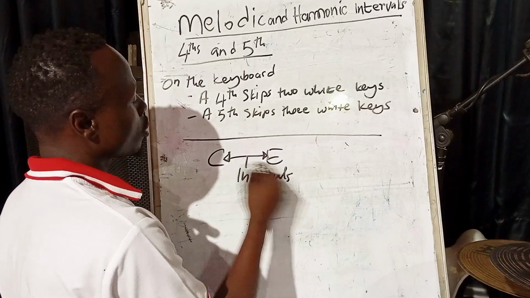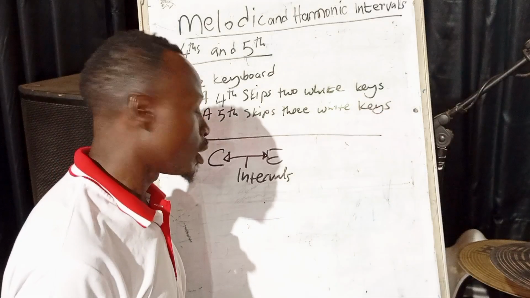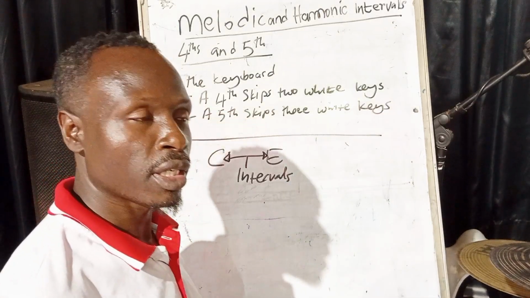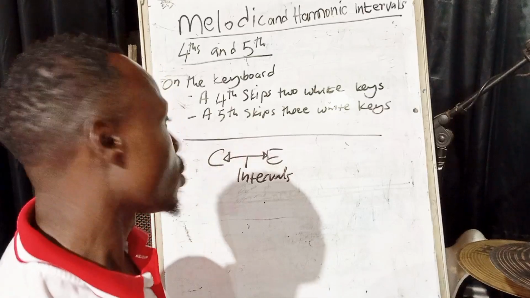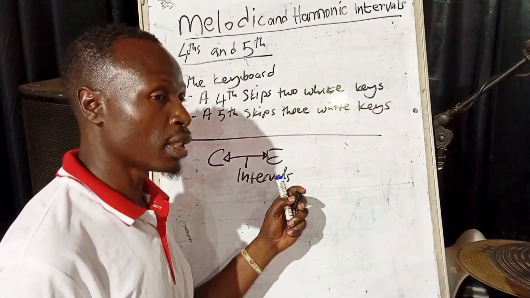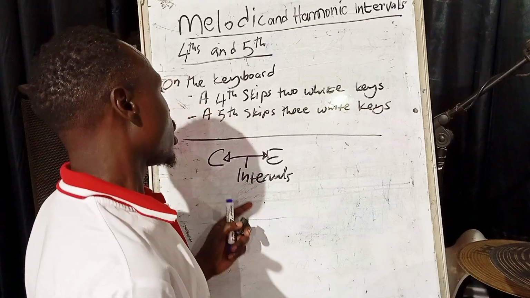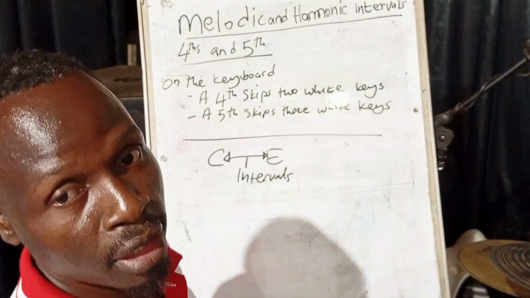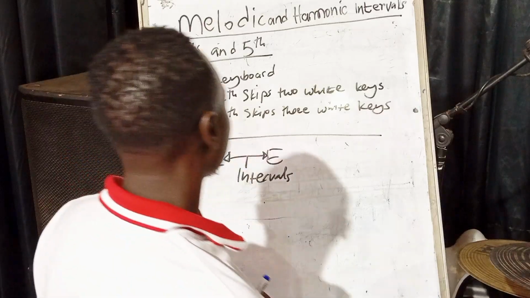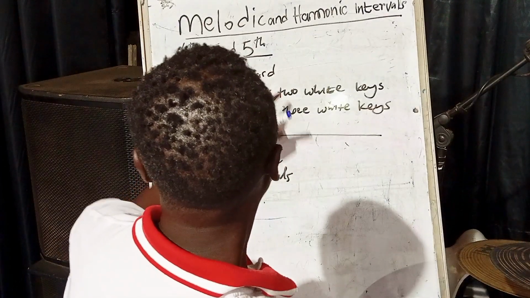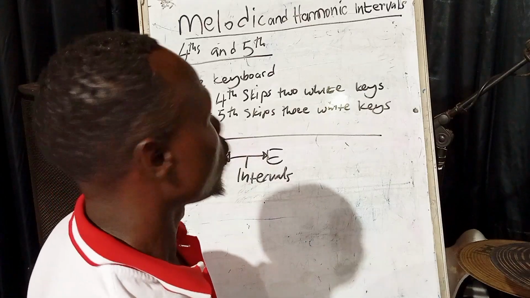The space between these two notes is what we refer to as an interval. So simply said, an interval is the distance between two notes, or the distance between two points. On the keyboard, a fourth interval skips 2 white keys when we are dealing with the white keys.